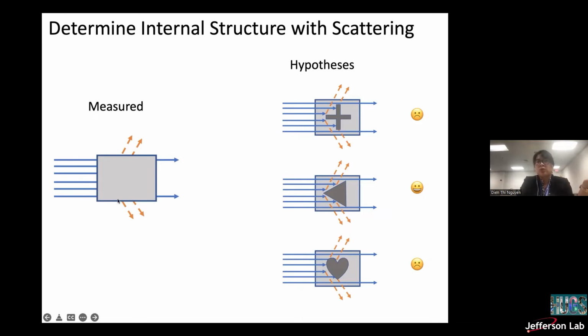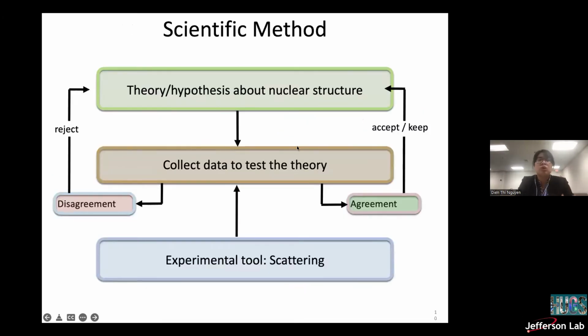From what we measure, we will compare with the predictions from the different hypotheses. Then we do the comparison, following the scientific method. So we collect data, and we compare what we measure with what is predicted based on different hypotheses from the theory side. If they disagree with each other, we reject that hypothesis. And if they agree with each other, we accept that hypothesis. So it's very much like a puzzle game here.